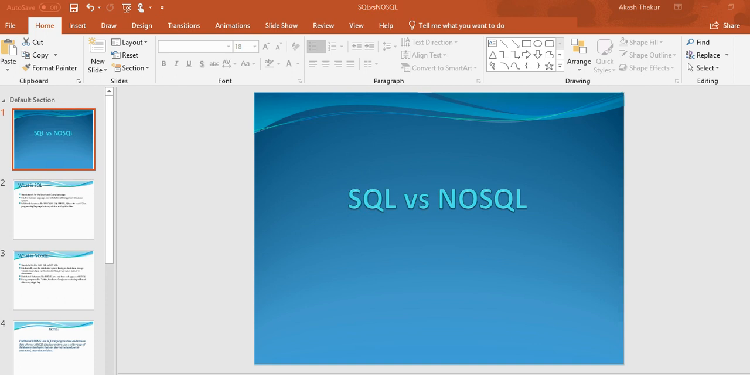Hi friends, so today's topic is the difference between SQL and NoSQL. Today we'll learn these two concepts. So let's get started. First, what is SQL?